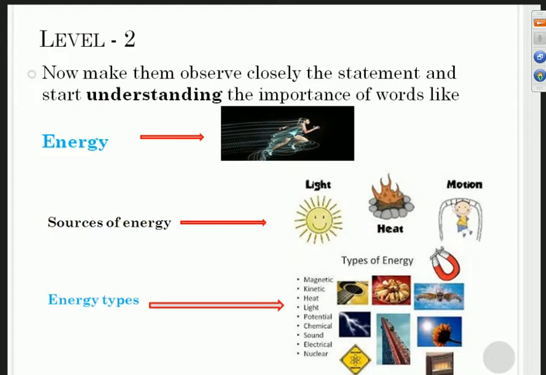Now here, if you observe the types of energy, I have listed some: magnetic energy, kinetic energy, heat energy, light energy, potential energy, chemical energy, sound energy, electrical energy, nuclear energy. Now stop immediately, ask them to list some more. They will start thinking. If they are not able to say, ask them to write a short note on each type of energy. Then our discussion will be walking through OBE. That means they will try to think of the first law of thermodynamics when you ask about energy types.